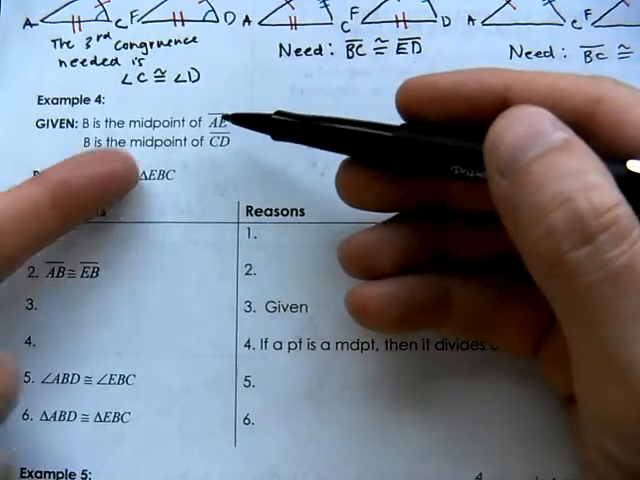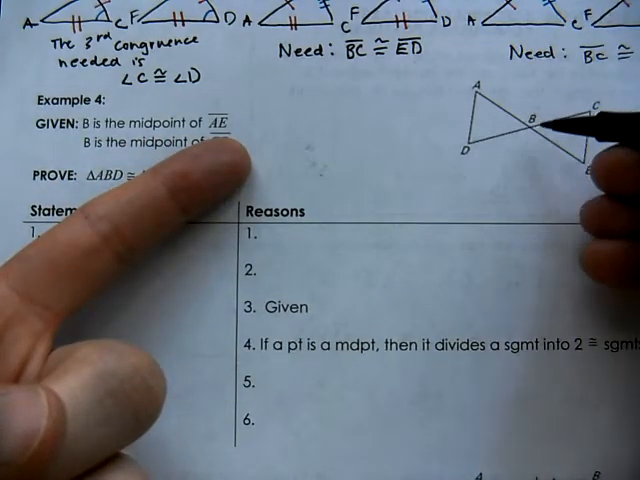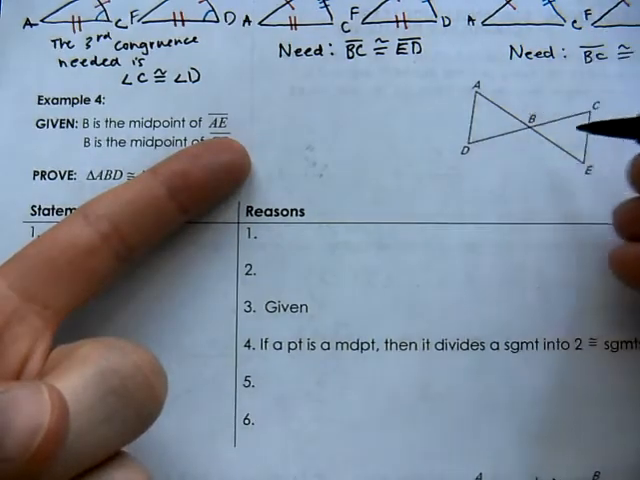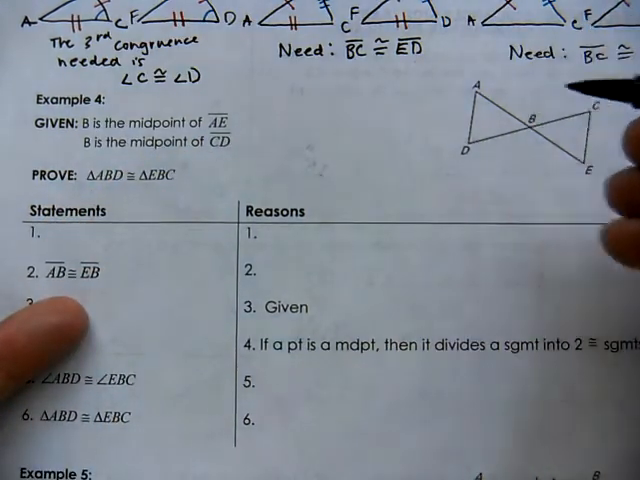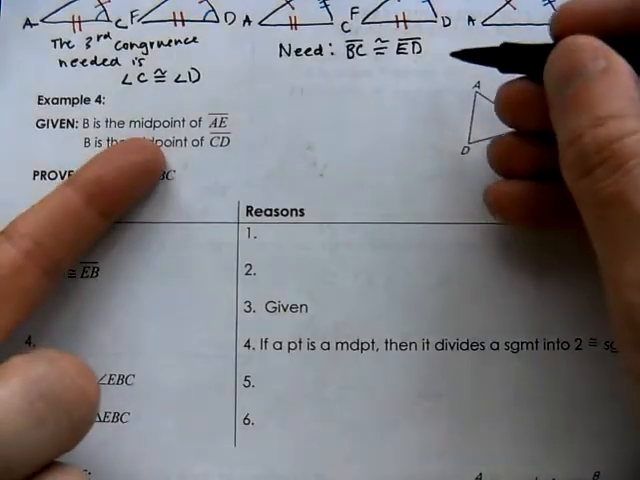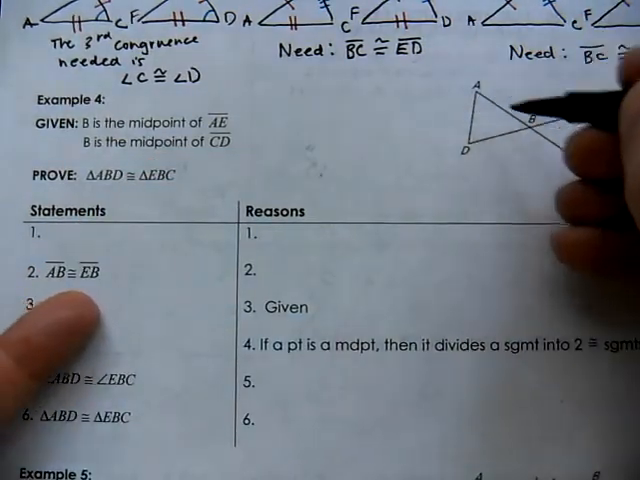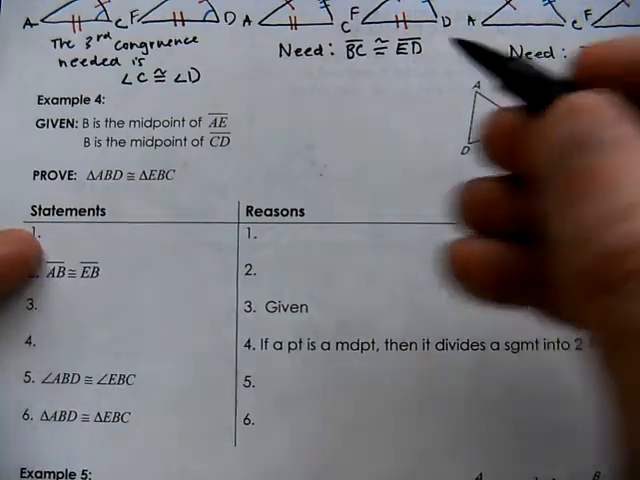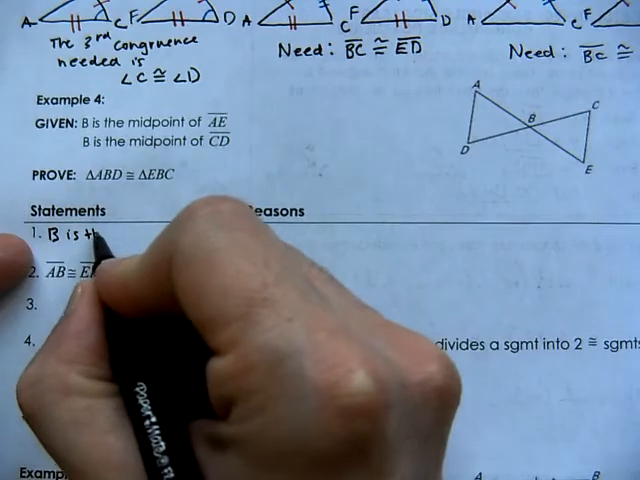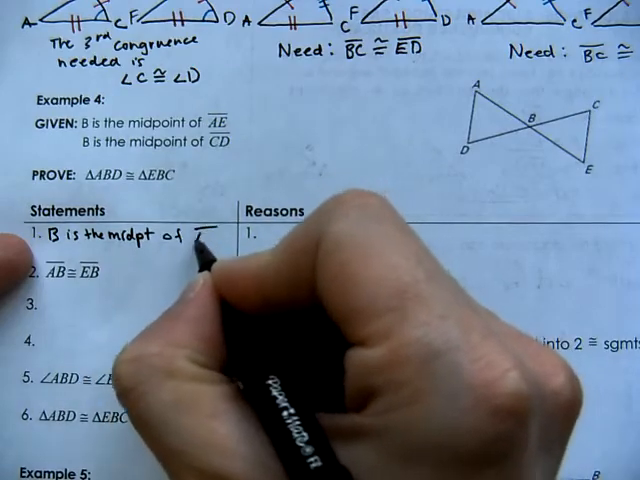You can see that if B is the midpoint of segment AE, well, what do midpoints do? Midpoints create 2 congruent segments. And these are the 2 congruent segments, and you can see they are named on statement 2. So that means we want the first of the given statements, because we're talking about how segment AE is going to be chopped into half, and we'll get 2 congruent halves here. So the first statement will be B is the midpoint of segment AE.